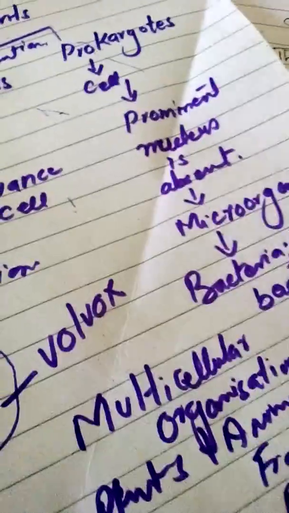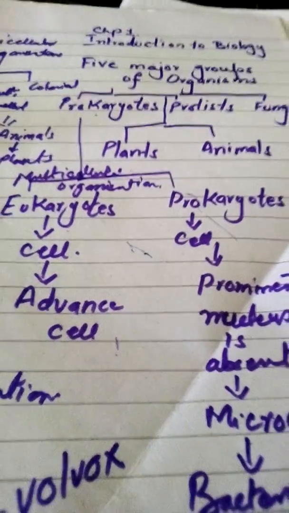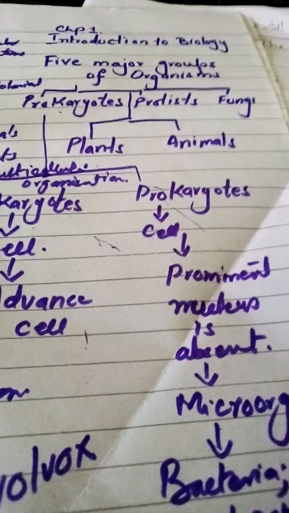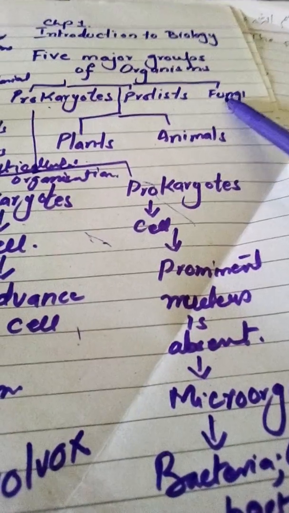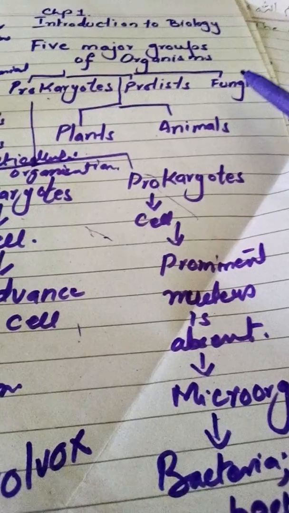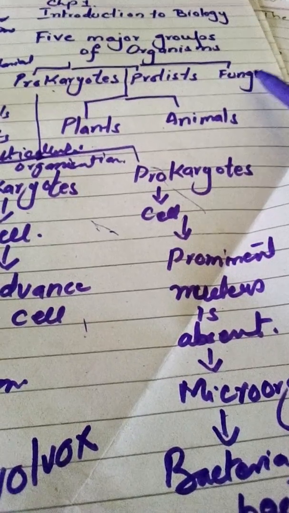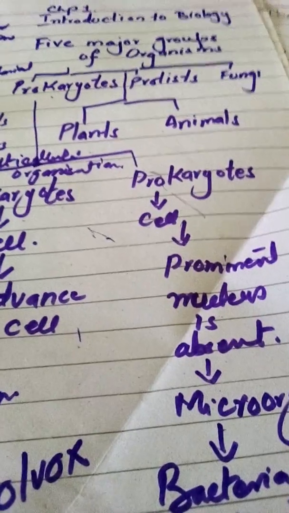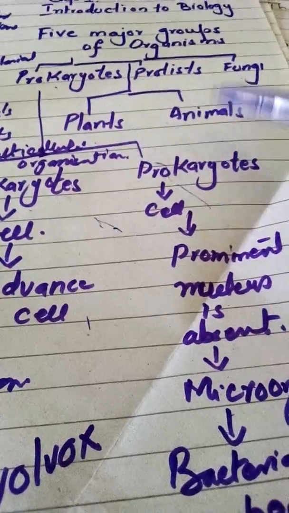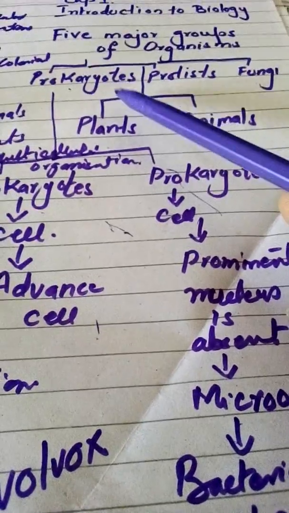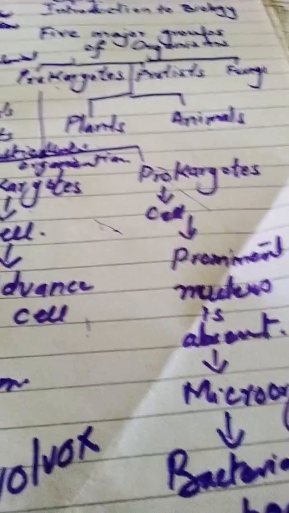So this is all about the five major groups of organisms: prokaryotes, protists, and fungi. Fungi are kept in another group, separate from plants and animals. You have to memorize these five: prokaryotes, protists, fungi, plants, and animals.